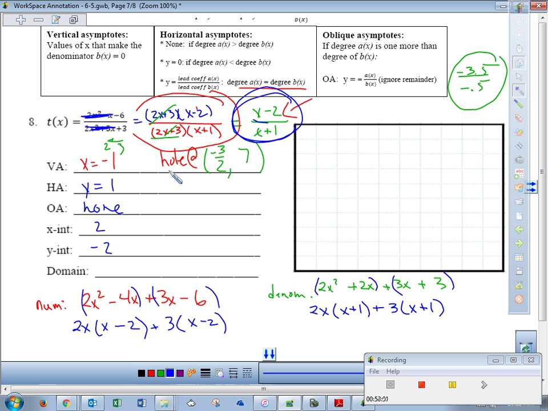And then the domain, we have 2 bad numbers. We've got negative 1 for a bad number, and we've got negative 3/2 for a bad number. So negative infinity, which one's smaller? Negative 3/2 is negative 1.5, right? That's smaller than negative 1. And then you go to your next bad number, which is at negative 1. Then there are no more bad numbers, so you go up to infinity.